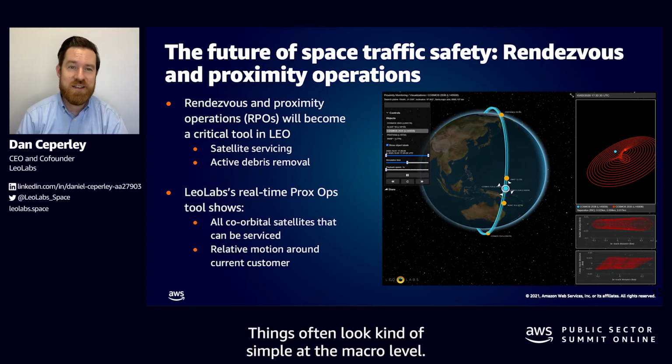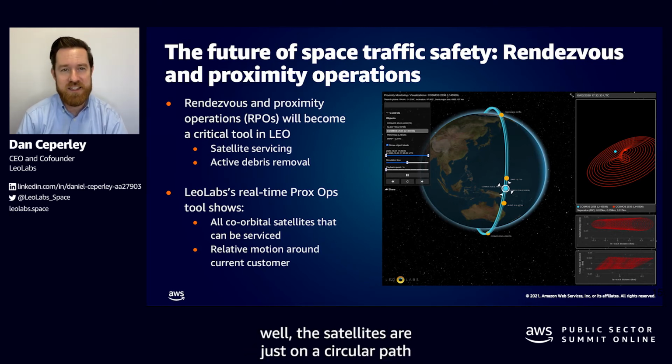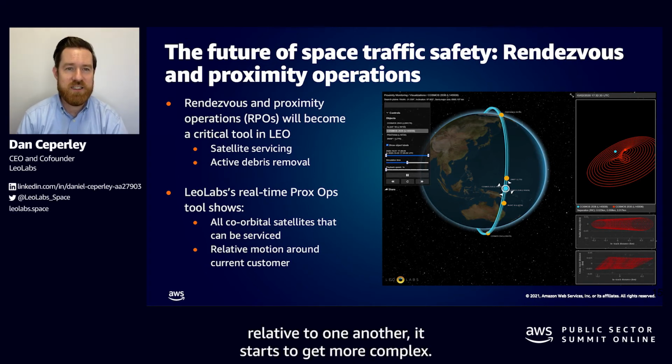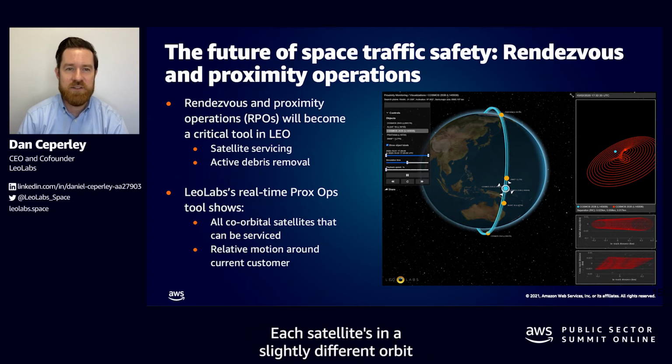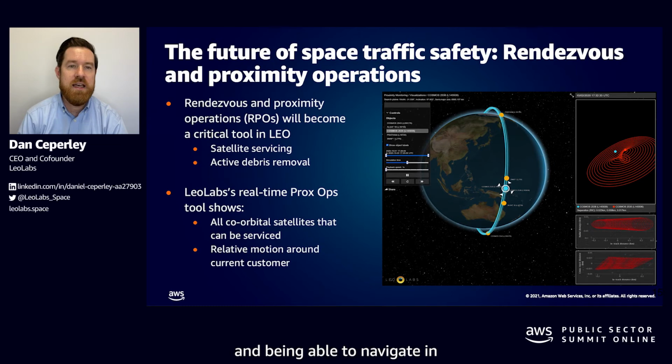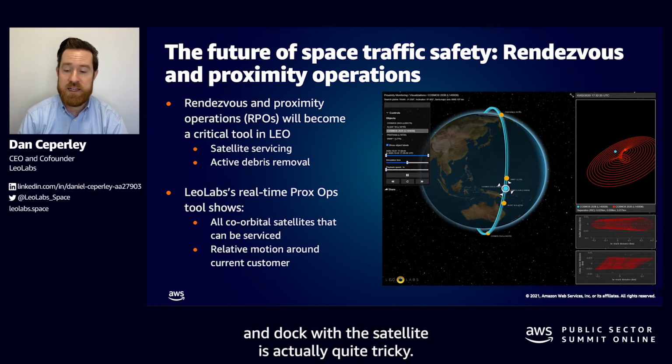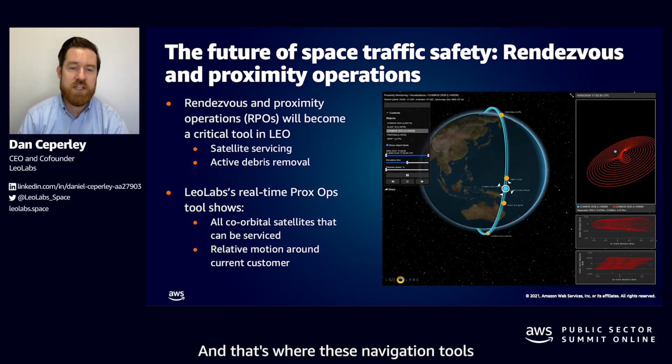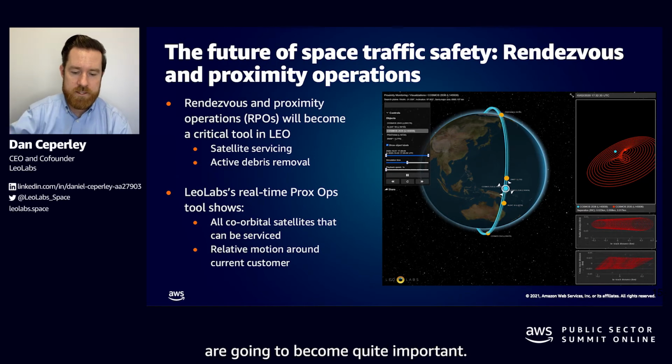Things often look kind of simple at the macro level. So if you look at the globe, it kind of looks like the satellites are just on a circular path around the Earth. But actually, when you look at two satellites relative to one another, it starts to get more complex. Each satellite's in a slightly different orbit, and being able to navigate in and dock with the satellite is actually quite tricky. And that's where these navigation tools are going to become quite important.